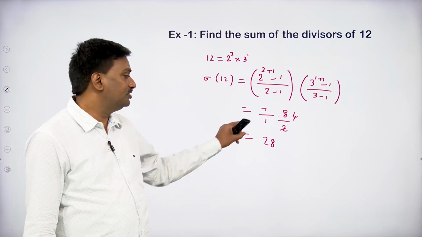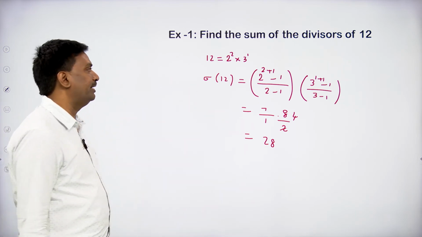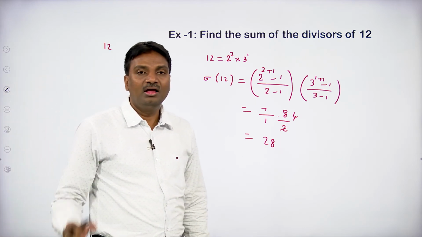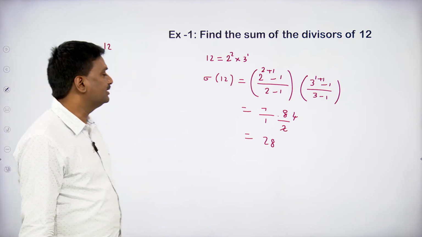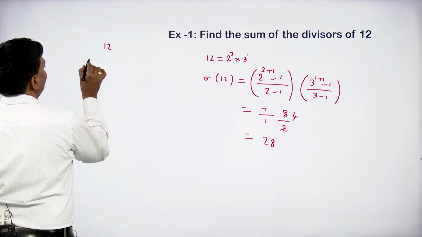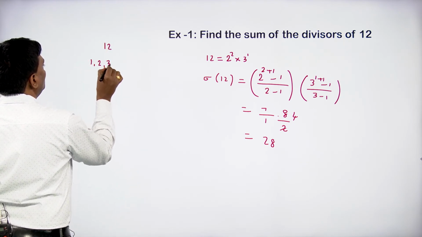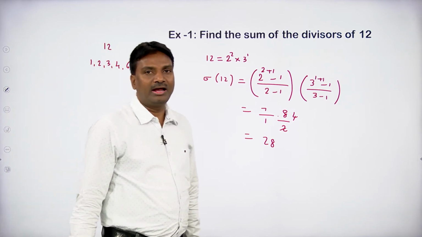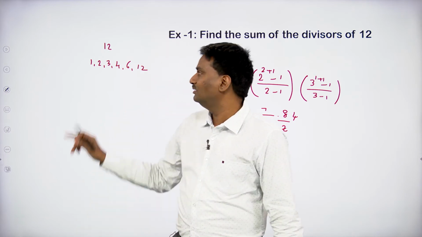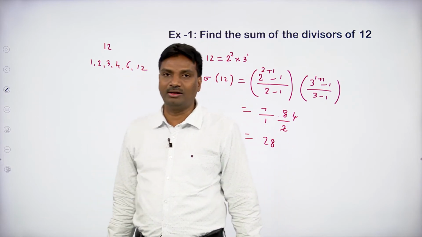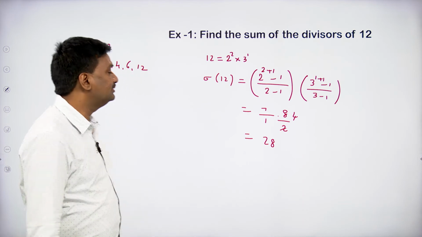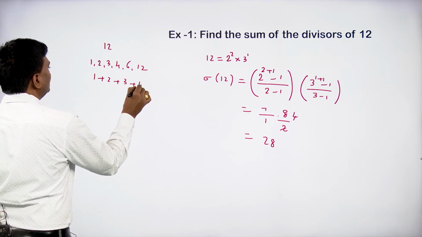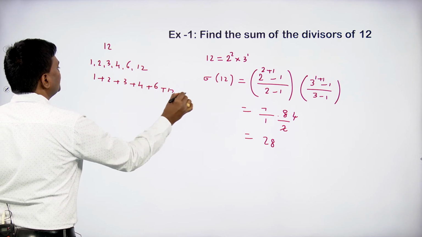Let us check whether this is correct or not by using the general method. So 12 is the given number. First let us write all the factors of 12. By writing all the factors of 12, you will get 1, 2, 3, 4, 6 and 12. Now by adding all these divisors: 1 plus 2 plus 3 plus 4 plus 6 plus 12.